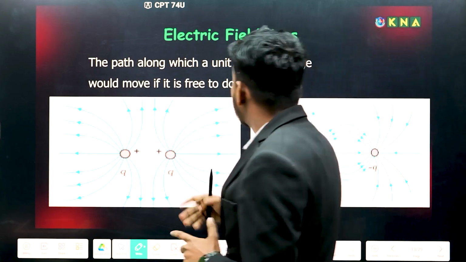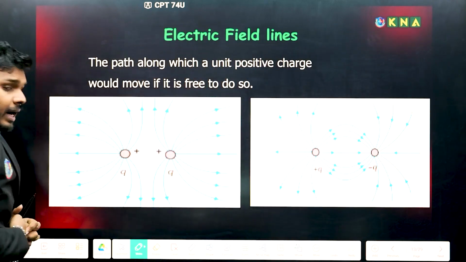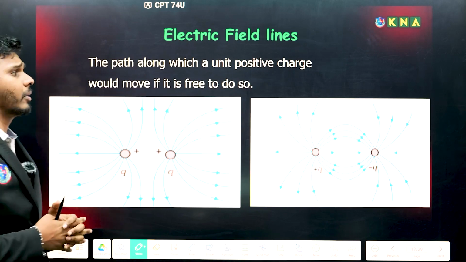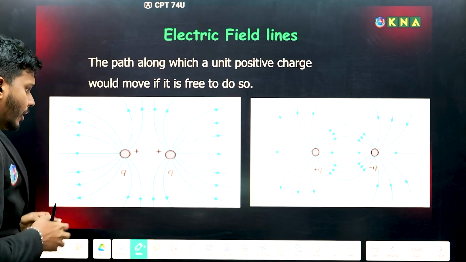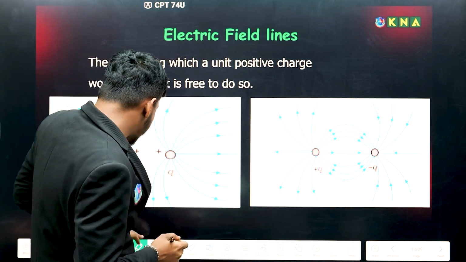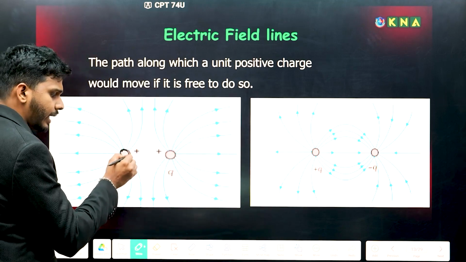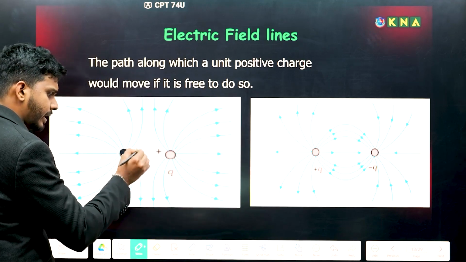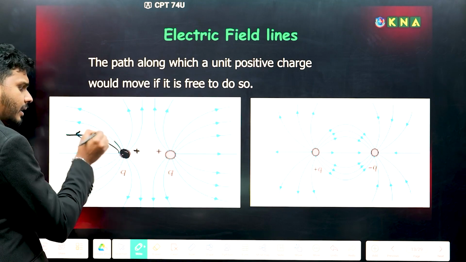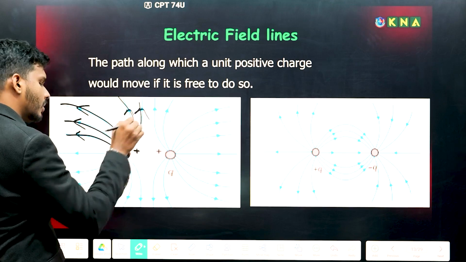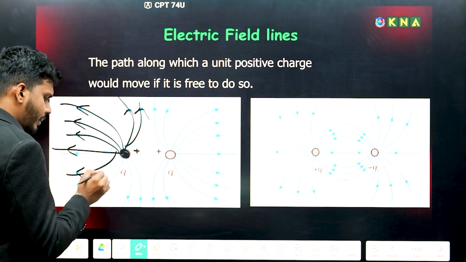What is electric field lines? The path along which a unit positive charge moves is called electric field lines. Here the positive charge is traveling like this. This is called electric field lines.